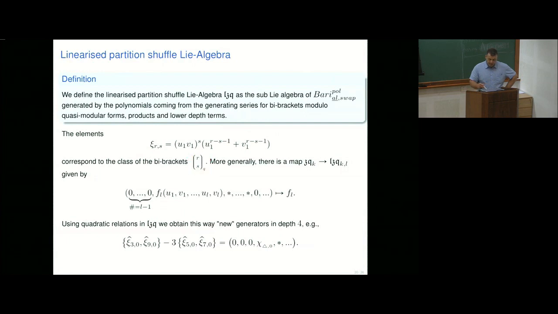And furthermore, there's a natural map. If you have something in the partition Lie algebra, then if you just take the first non-vanishing coefficient, then it will be something in the linearized guy. And in particular, we get new generators once we have a quadratic relation in this partition shuffle Lie algebra.